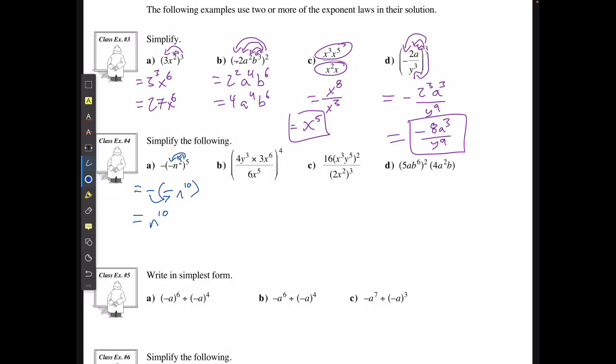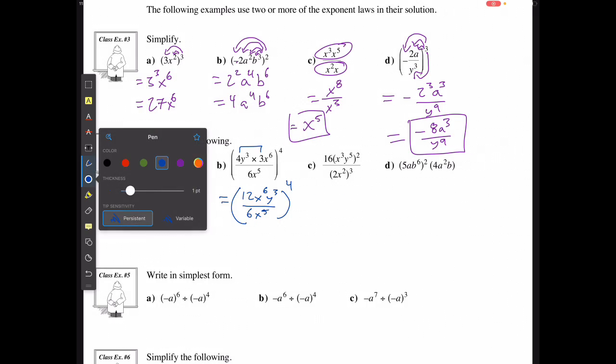When I get to example B, if I think of my BEDMAS rules, typically I would do what's inside the brackets before I deal with the exponents. So I'm going to simplify everything inside of here before I deal with this exponent of 4. So in the numerator, I have 4 times 3 is going to give me 12, x to the 6, y to the 3. And on the bottom I have 6, x to the 5. And all of this is still to the power of 4.